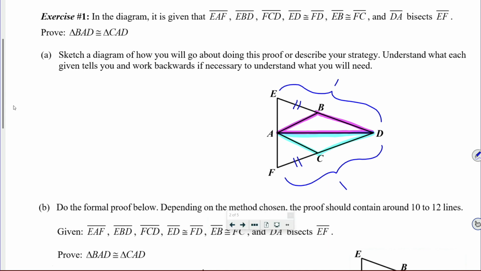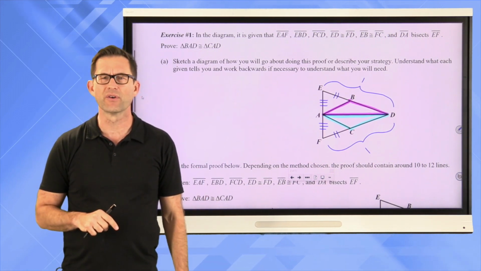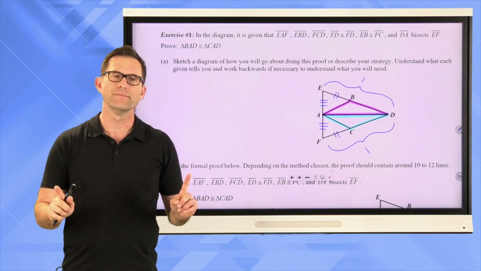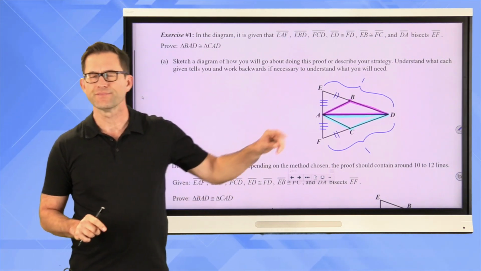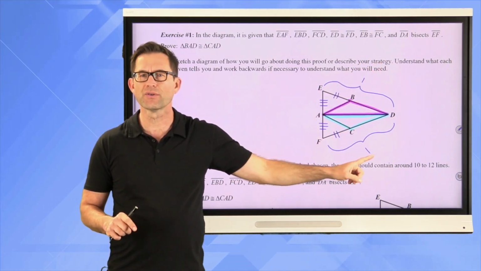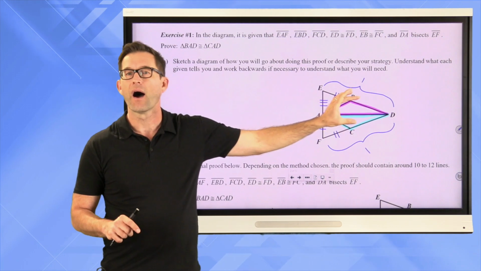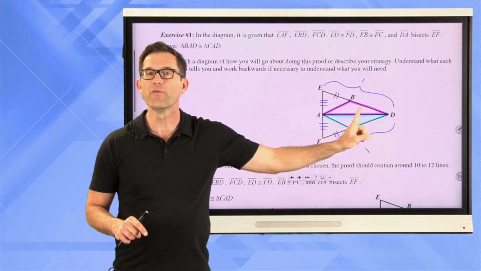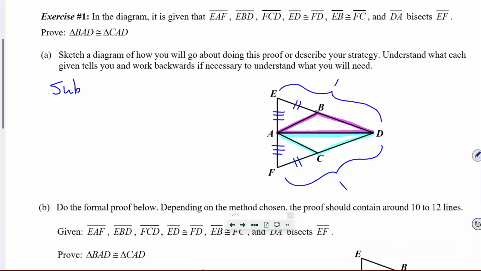All right, I know that DA bisects EF, so that's going to tell me that EA is congruent to FA. All right, wow, that's it. A whole bunch of sides congruent to each other, but not much more. Now, let's think a little bit about what we can do, okay? One thing that I could do is, since these 2 longer sides are equal and two shorter sides that are parts of the longer sides are equal, I should be able to do subtraction to prove that BD is congruent to CD. So, right, I can use subtraction.